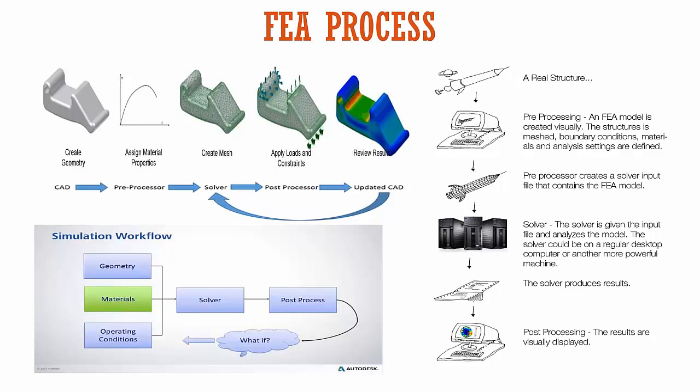If you need to change your geometry, you can switch back to Inventor. You can change your 3D geometry in seconds, then come back to the analysis part, remesh it, do the analysis again, and see if you get your results. So it's that easy to do this in Inventor and Nastran combined.